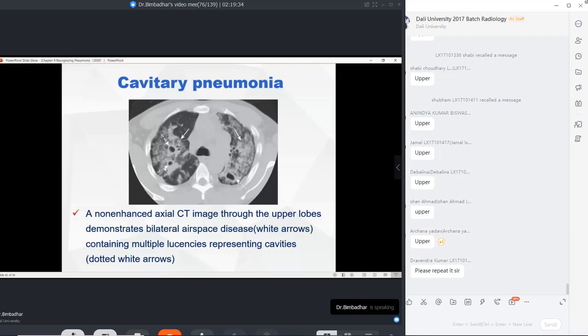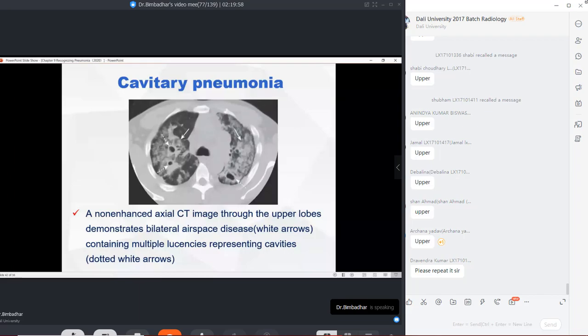Generally, it will be present in the apico-posterior segments of the upper lobes. Okay, bilateral. Right now, the right side is completely gone, okay? But let us say this is the apico-posterior segment. What happened is that, let us say, the Ghon focus started here and then went down to here and then eventually spread down like this.